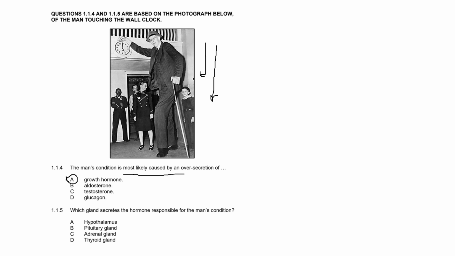Which gland secretes the hormone responsible for the human's condition? So basically they're asking us which gland is responsible for growth hormone. Remember, the growth hormone comes from what we call the pituitary gland. That's the master gland. The pituitary gland will release a lot of hormones, and growth hormone is one of those hormones that it secretes.